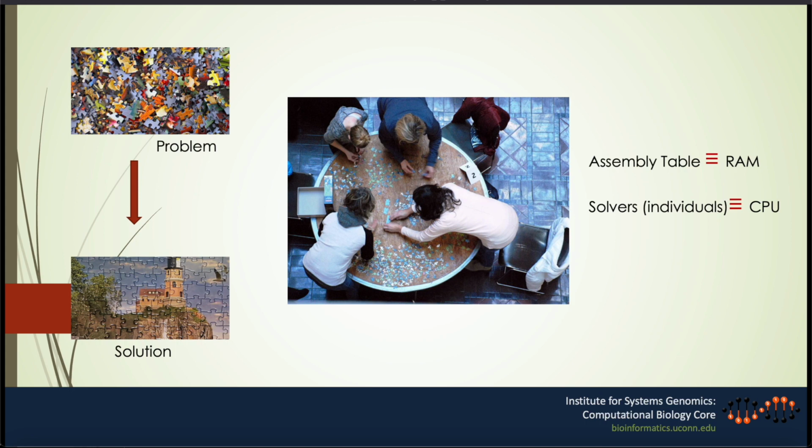Hopefully now you have some idea. This is not 100%, but I think it gives a basic idea about what a RAM does and what a CPU does. In the next video, we'll try to connect to the Xanadu cluster and go from there.